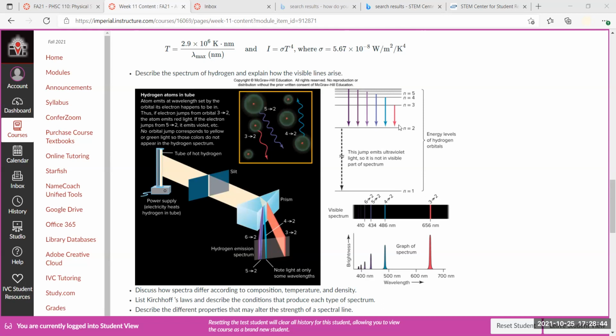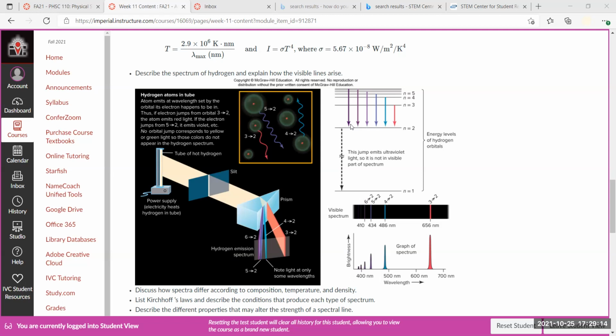Between n equals 4 and n equals 2, the gap is bigger. The frequency is bigger, and since the frequency is bigger, the wavelength is shorter. So in this case, it's actually this bluish color, which is probably the cyan. And from n equals 5 down to n equals 2, it's actually this darker blue, probably starting to become violet. And so on and so forth.